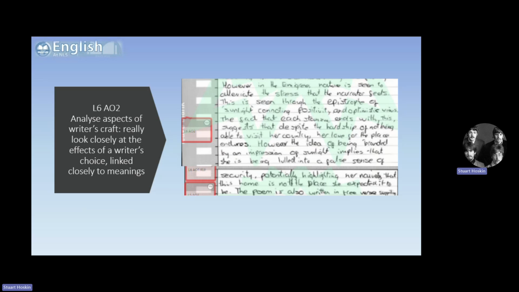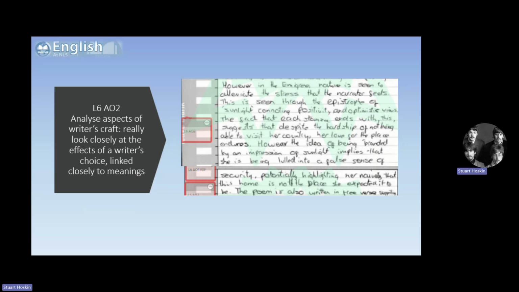This is seen through the epistrophe of sunlight, connoting positivity and optimistic views. The fact that each stanza ends with this suggests that despite the hardship of not being able to visit her country, her love for the place endures. However, the idea of being branded by an impression of sunlight implies that she's being lulled into a false sense of security, potentially highlighting her naivety that this home is not the place she expected it to be.